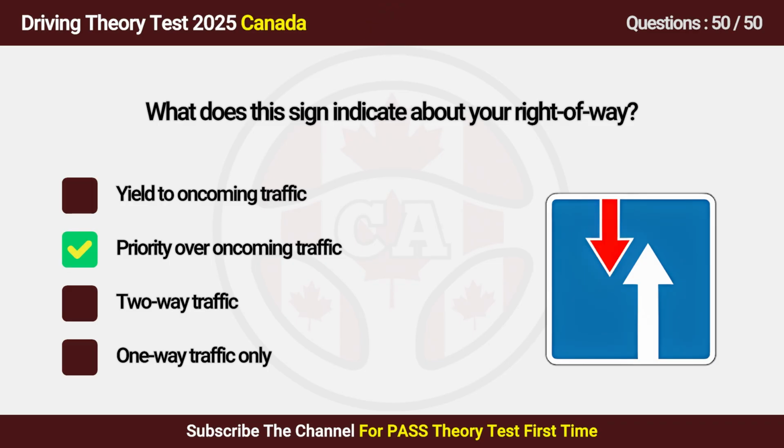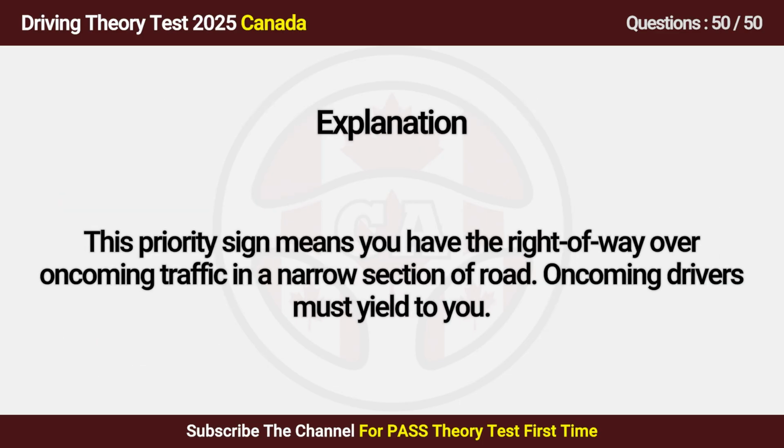Answer is B. Priority over oncoming traffic. This priority sign means you have priority over oncoming traffic in a narrow section of road. Oncoming drivers must yield to you.